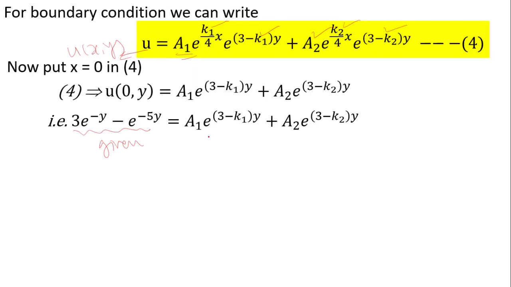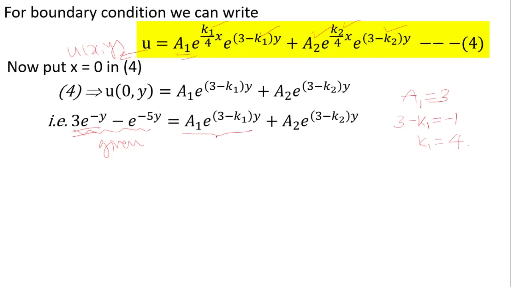Is that clear? Now अब दोनों साइड में हम equate करेंगे, ये पहली term जो है इसके साथ में equate करेंगे. 3 e to the power -y is equal to a1 e to the power 3 minus k1y. तो आपको मिलेगा a1 is equal to 3 और 3 minus k1 is equal to -1. तो k1 is equal to कितना हो जाएगा 4.